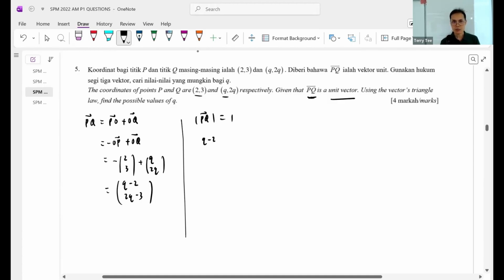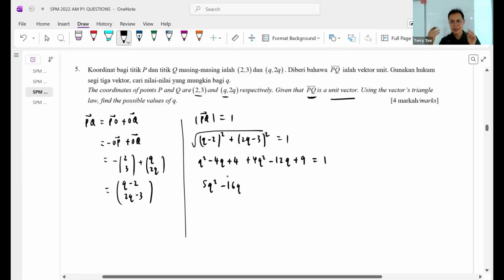So let's take our X component, you square it. Y component, you square it. Put the square over, the result is 1. Let us expand the bracket. You get Q square minus 4Q, plus 4. And then 4Q square minus, this is 2 times 2 times 3. I hope you can do that mentally, right? 12Q, 3 square is 9. The result is 1. So Q square plus 4Q square, that gives us 5Q square. Minus 4Q minus 12Q is minus 16Q. 4 plus 9 is 13. 13 minus 1, that is 12.